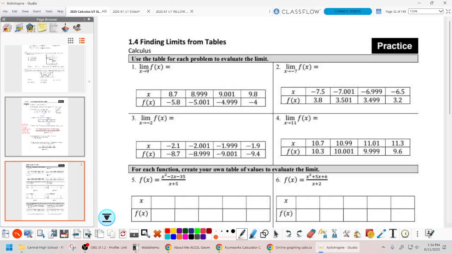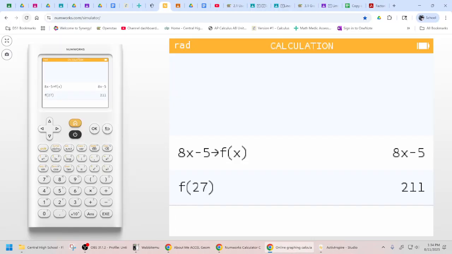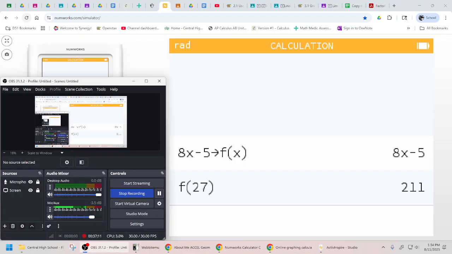What's the name of the calculator app? Oh yeah, you guys, this is just an online emulator. If you just type NumWorks, it should be one of the first choices. So you can use it on Google for tonight at least. Thank you.